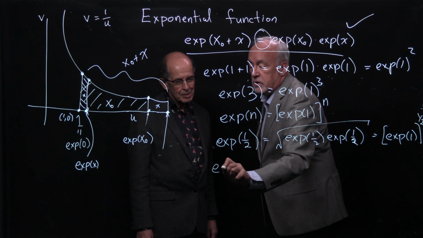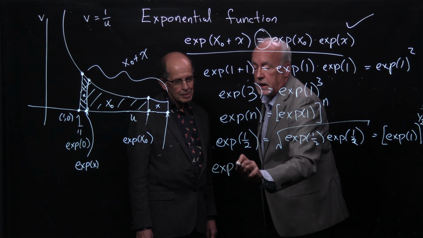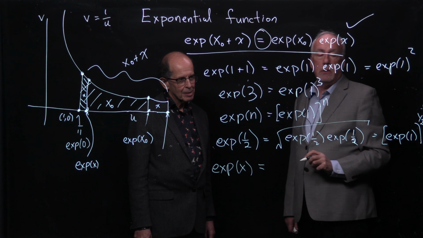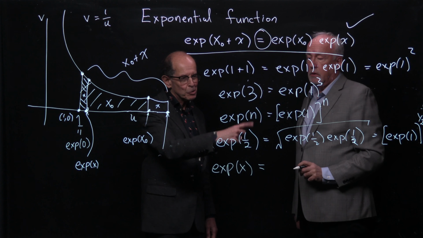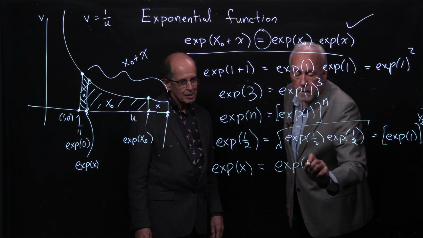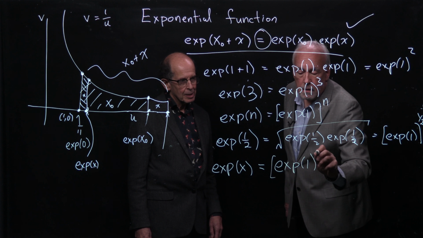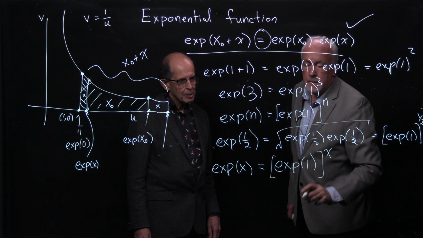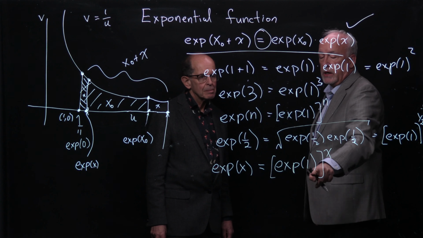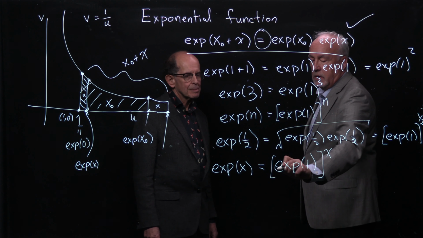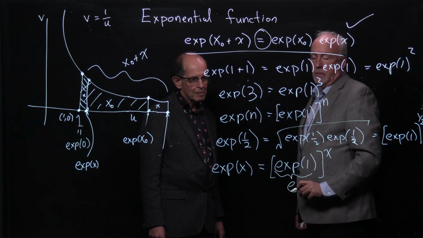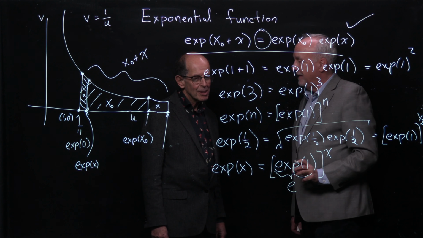So let's jump ahead to what we think is the general result. If I take exponential of x, from these patterns here, what do you think that should equal in terms of exponential? Where you had 2's, put in x's. So I'll put exponential of 1 raised to the x power. So this is a very special number, exponential of 1. In fact, it's defined as the number e, named after Euler.